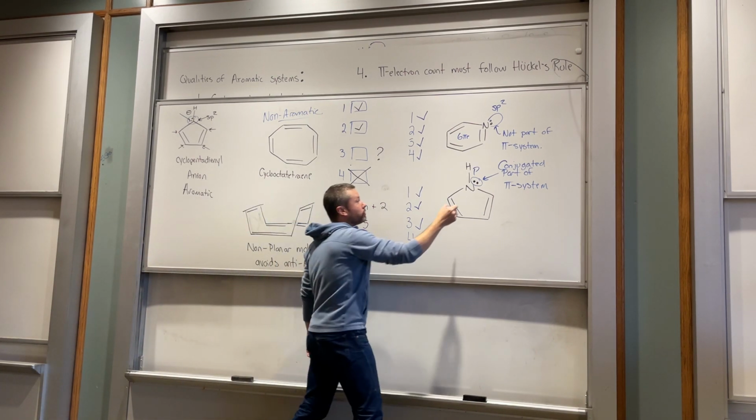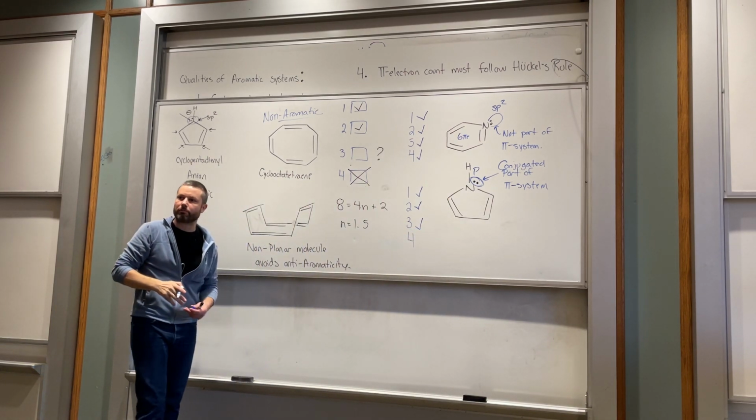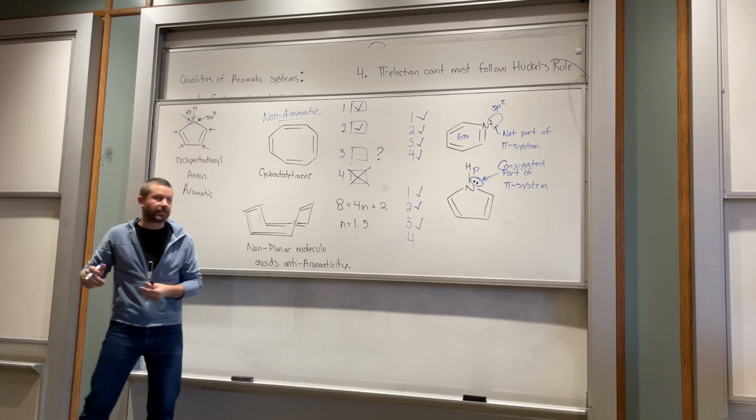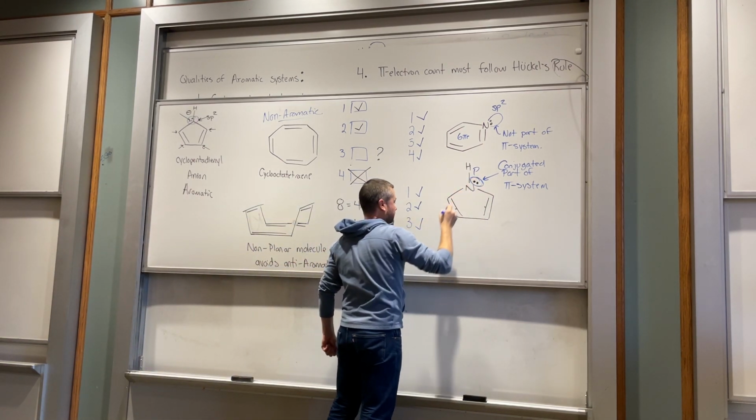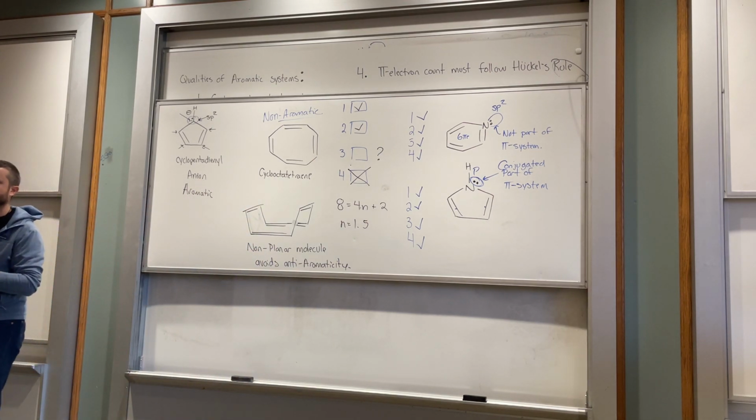Now for Huckel's rule, because these are part of the pi system, we count those as part of the total pi electron count. So how many pi electrons are there? 6, right? 2, 4, 6. Follows Huckel's rule. Okay, any questions about aromaticity?